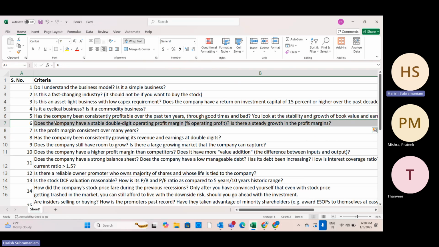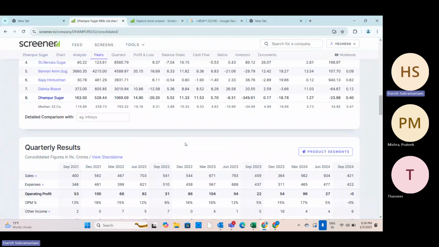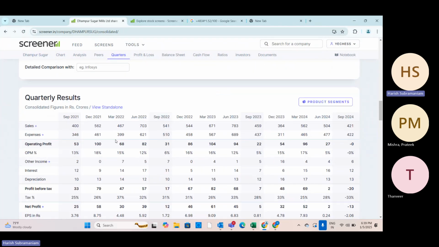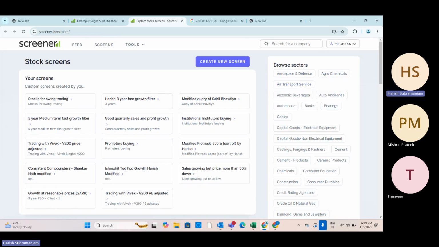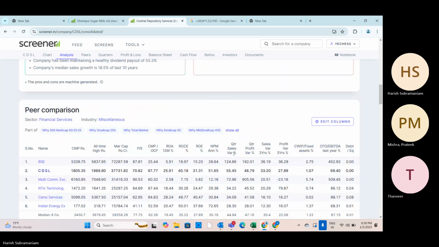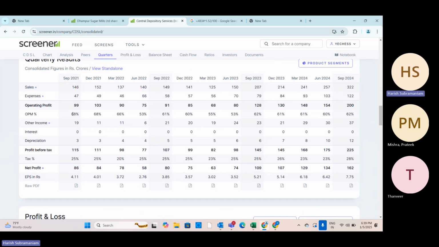Okay. Does the company have a stable double-digit operating profit margin? Is there steady growth in the profit margins? So this is something we have discussed in the past when we were talking about the income statement, the operating profit margin, and how a company can have a very good operating profit margin. So let's look at CDSL, for example. And you see here operating profit margin is some 50 to 60%.